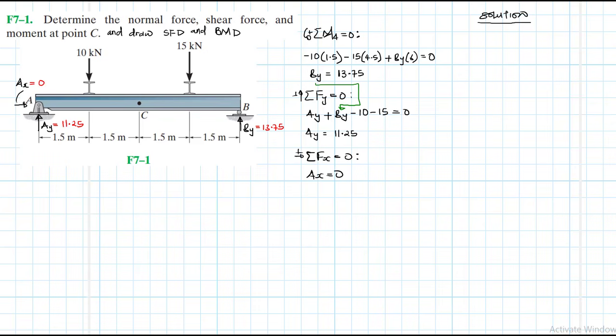Right. So let's make a section of the beam at C. I'll use the left hand side. We have the left hand side, and we have the right hand side. Okay, so I'll use the left hand side. Doesn't matter which one you use. So let's get that section. Let me draw the beam like so.